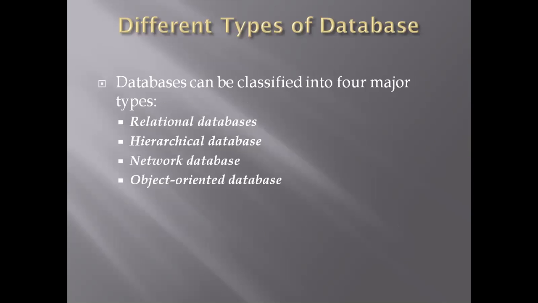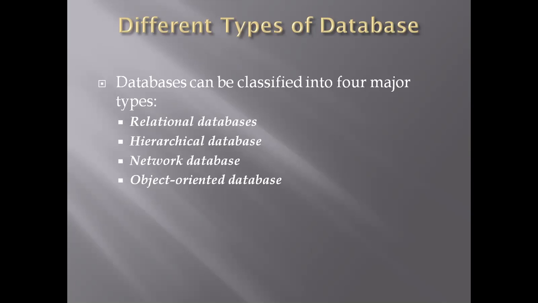Next one is the different types of the database. There are different types of the database. First one is the relational database. Second one is the hierarchical database. Third one is the network database. And last one is the object-oriented database.